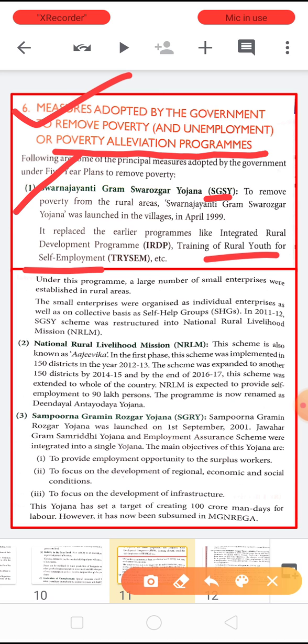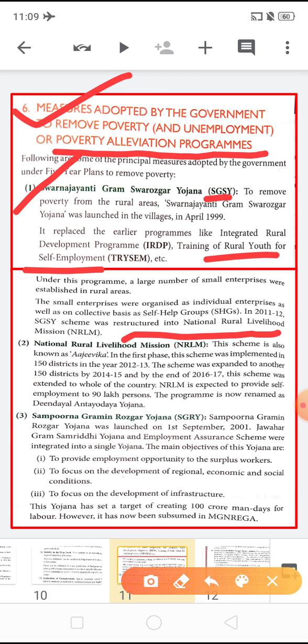So, children, under this program, a large number of small enterprises were established in the rural areas. The small enterprises were organized as individual enterprises as well as on a collective basis as self-help groups. So, in the year 2011-12, this Swarna Jayanti Gram Swarojgar Yojana was restructured into the NRLM, that is, the National Rural Livelihood Mission.